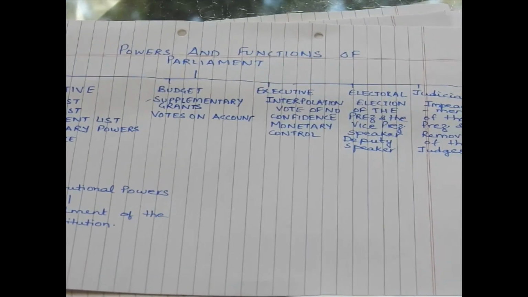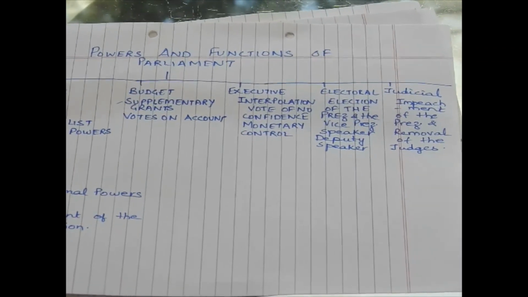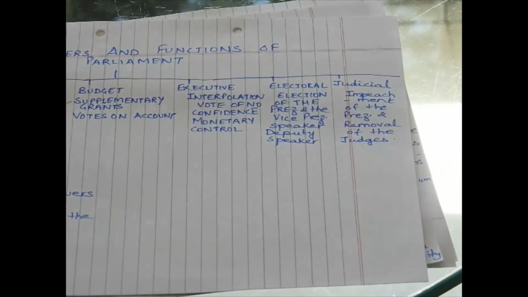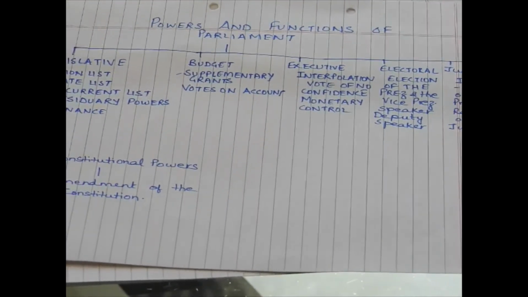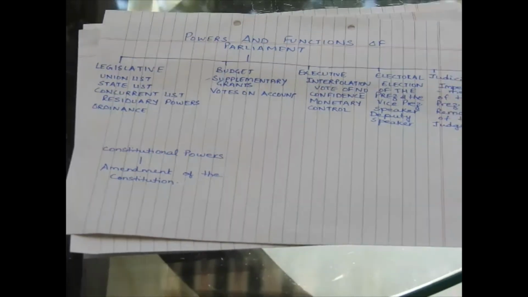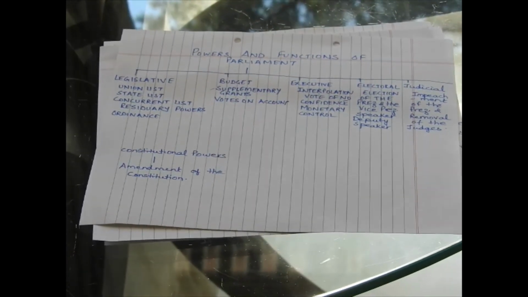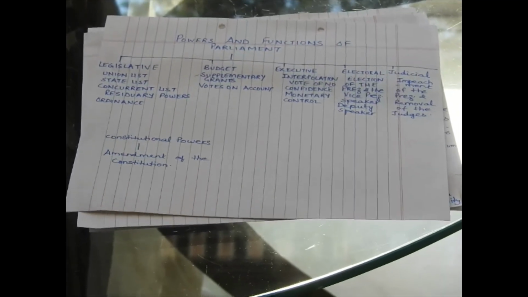Then monetary control. During the budget session, a cut motion may be moved. Parliamentary Committee on Public Accounts ensures that public money is spent in accordance with Parliament's decision. It examines reports of the Comptroller and Auditor General of India.